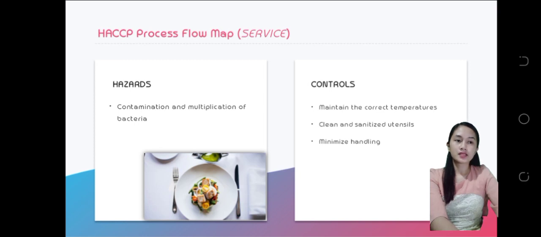While in the service process, the hazards are contamination and multiplication of bacteria. Controls: maintain the correct temperatures, clean and sanitize utensils, and minimize handling. Maintain the correct temperatures in order to achieve the service process properly. Then clean and sanitize utensils, of course, and minimize handling. We need to minimize handling in the service process to avoid contamination and multiplication of bacteria as well.